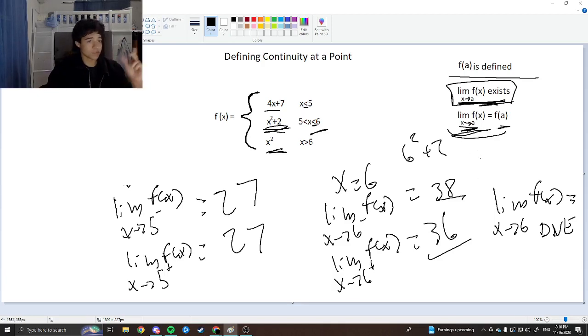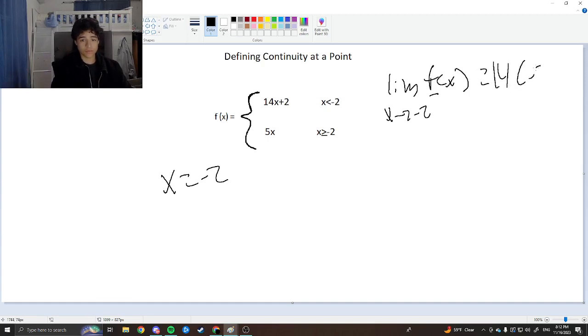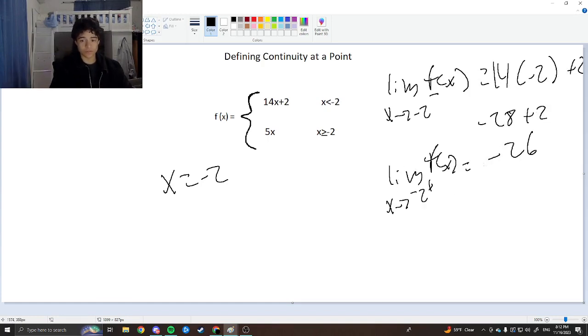We're going to look at one more example of this, and then we'll move on. Okay, let's look at this example here, and we're trying to find if this graph is continuous at x equals -2. So to do that, the function is defined, the function exists, right? So it meets one criteria. We have to see if the limit at -2 exists. So plug it in, the limit as x approaches -2 from the left of f of x. You get 14 times -2 plus 2, -28 plus 2, you're going to get -26. Okay, and you look at the right limit, it's 5 times -2, you're going to be left with -10.